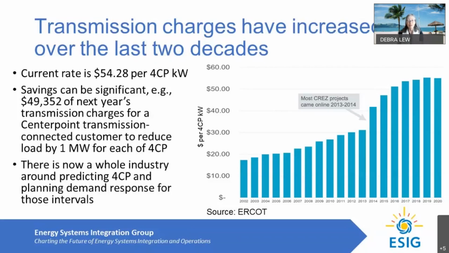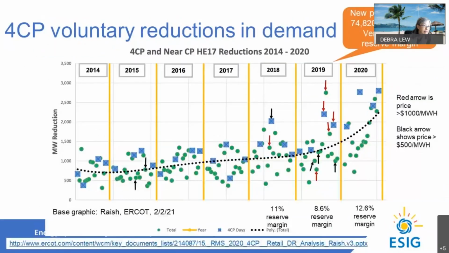And of course, if everyone's chasing 4CP by proactively lowering their demand when peak would have otherwise occurred, you can imagine there's a large amount of voluntary demand reduction happening. So this shows that voluntary reduction due to 4CP for the last several years. And ERCOT does these analyses looking at which customers are exposed to 4CP and looking at some baselines.